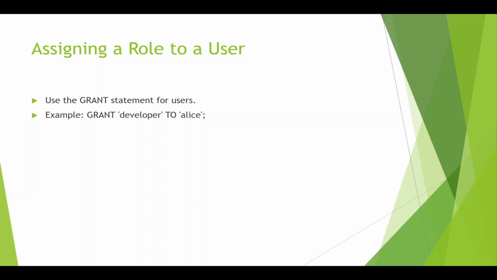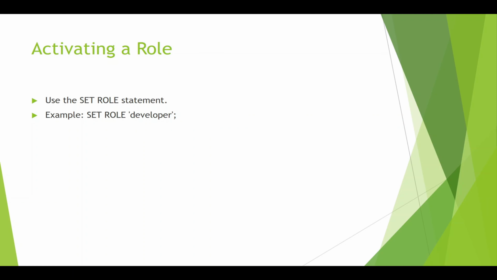For example, if you want to assign the developer role to a user named Alice, you would execute grant developer to Alice. Alice would now have all privileges associated with that role. To activate a role that has been assigned to a user, you use the set role statement. For instance, by executing set role developer, that user will now operate with the privileges granted to the developer role.